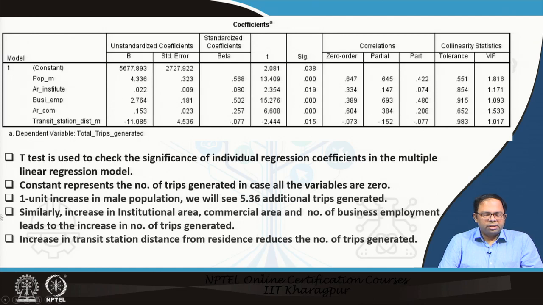And then the constant represents the number of trips generated in case all the variables are 0. So, we can see it is a pretty big number over here, and then for a 1 unit increase in male population, we see around 4.36 additional trips generated. Similarly, an increase in institutional area, commercial area and number of business employment leads to an increase in number of trips generated. And finally, an increase in transit station distance from the residence reduces the total number of trips generated.